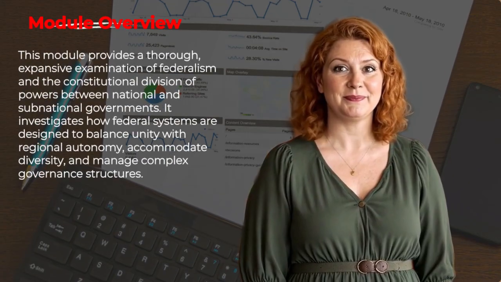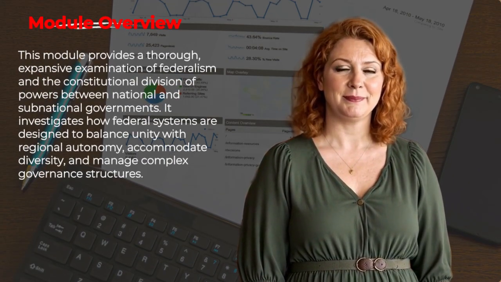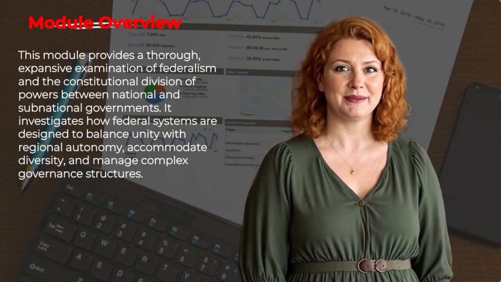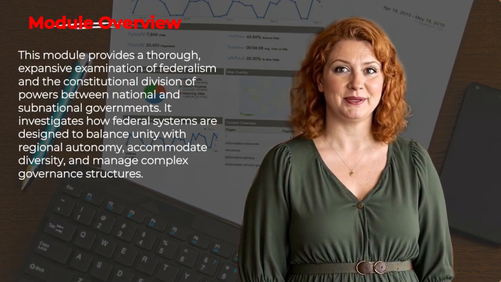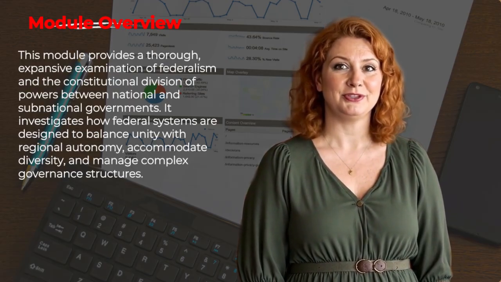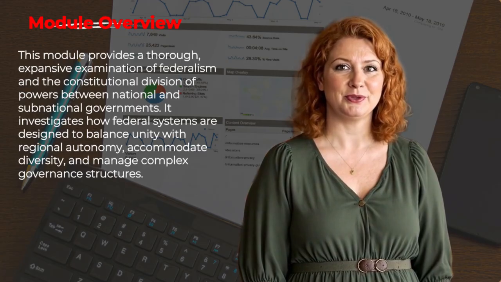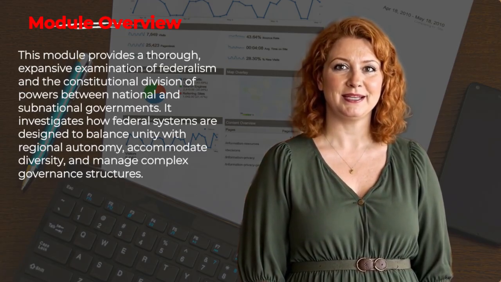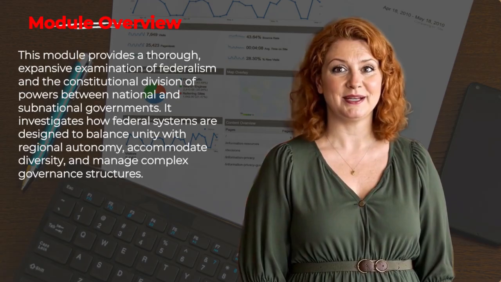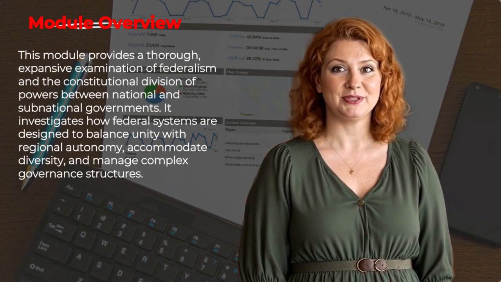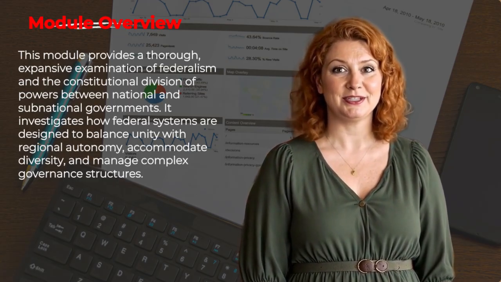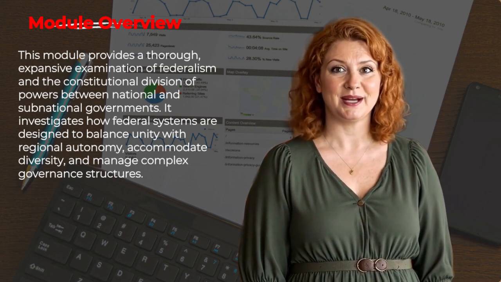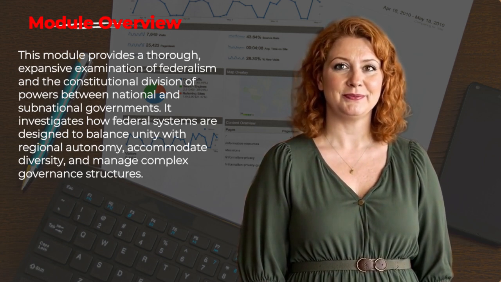Module Overview. This module provides a thorough, expansive examination of federalism and the constitutional division of powers between national and subnational governments. It investigates how federal systems are designed to balance unity with regional autonomy, accommodate diversity, and manage complex governance structures. The module delves into constitutional arrangements that allocate legislative, executive, and judicial powers among different tiers of government, exploring their practical implications and challenges.